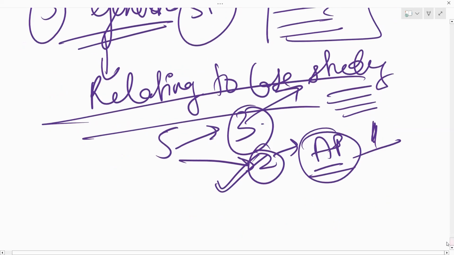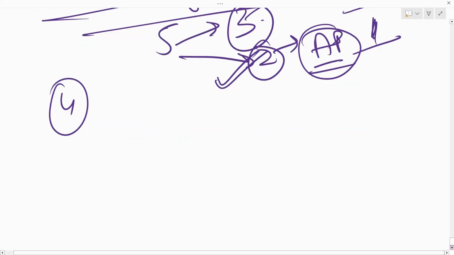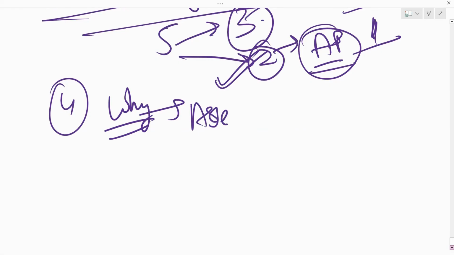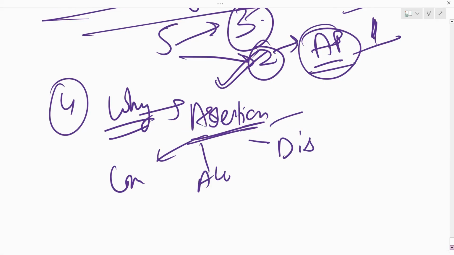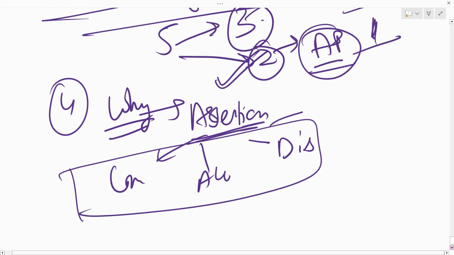Another very common mistake that I've seen students making is, whenever we are writing substantive procedures, we answer the question why, as I discussed above. We answer the question why by using assertions, like completeness, then accuracy, then disclosures, right? All of these assertions. So try not to stick to only one assertion, and try to write at least 3 to 4 assertions in your answer.